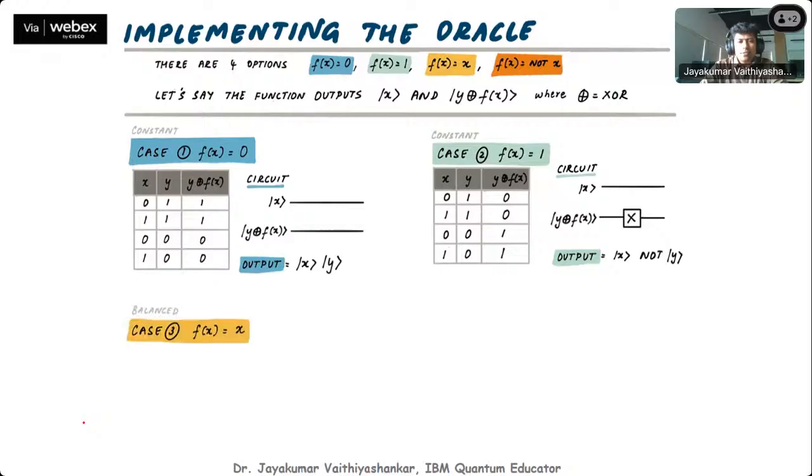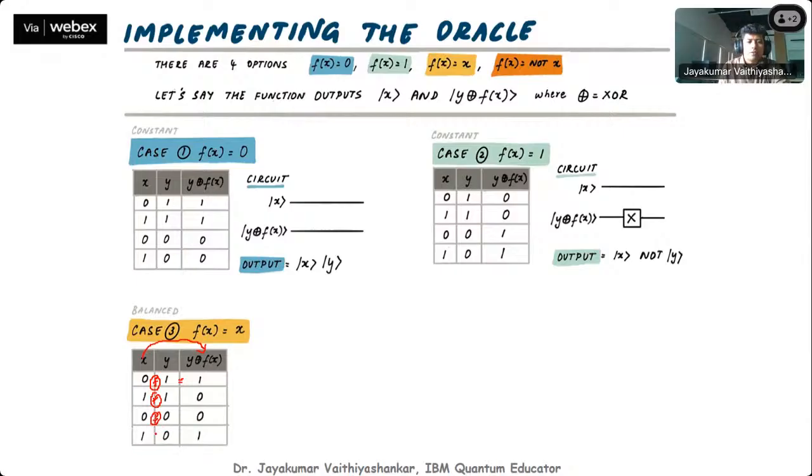Case 3 is balanced, f of x equal to x. What it means is, whatever the value of x, you are going to XOR with y. It is very straightforward. 0 XOR with 1 leads to 1. 1 XOR with 1 leads to 0. 0 XOR with 0 gives 0. 1 XOR with 0 is 1.